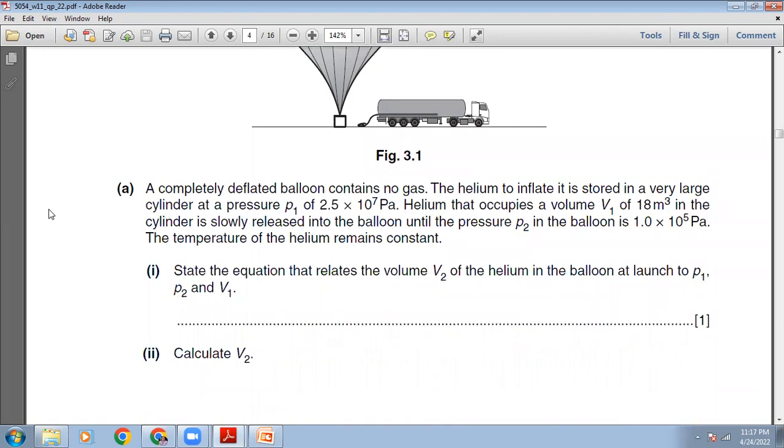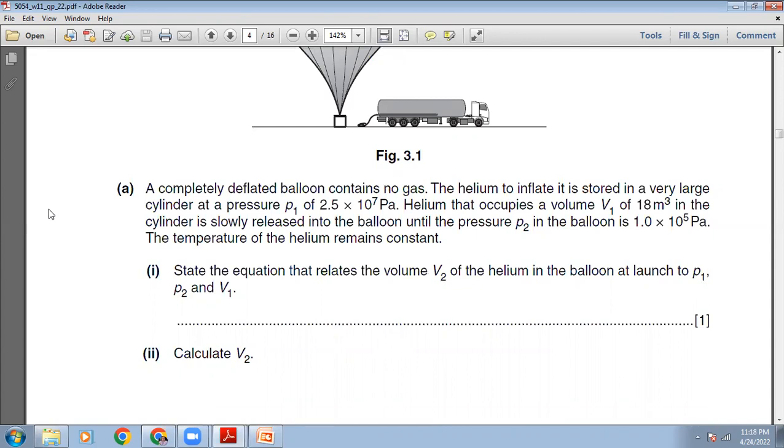The helium to inflate it is stored in a very large cylinder at a pressure P1 of 2.5 × 10^7 pascals. Helium that occupies a volume V1 of 18 cubic meters in the cylinder is slowly released into the balloon until the pressure P2 in the balloon is 1 × 10^5 pascals. The temperature of the helium remains constant.